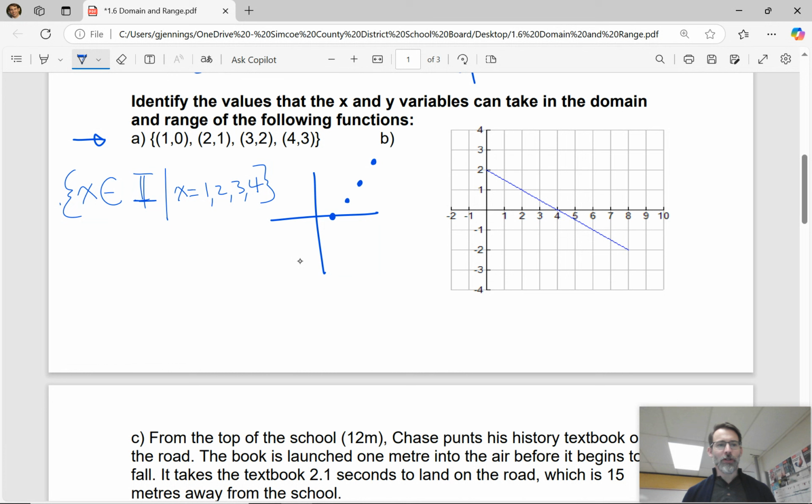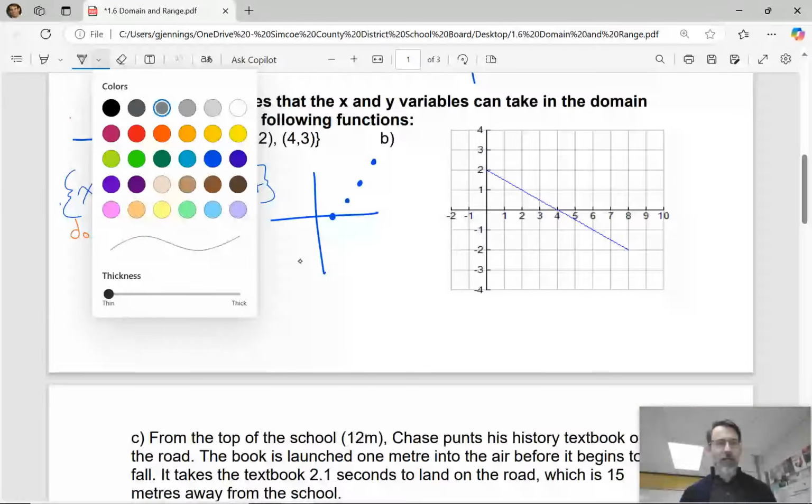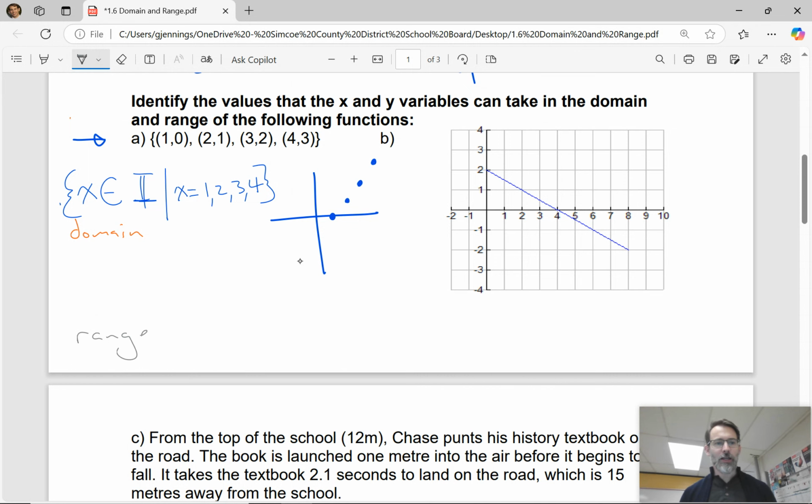And then if we were looking at the range, so that's the domain. I'm using orange for domain here. But on the other hand, the range is the set of possible y values, and they're somewhat different. We have 0 all the way up to 3.